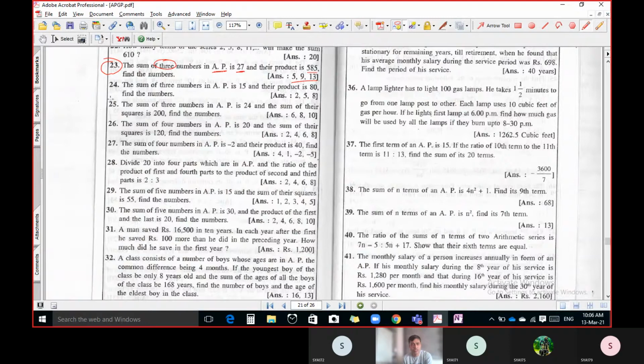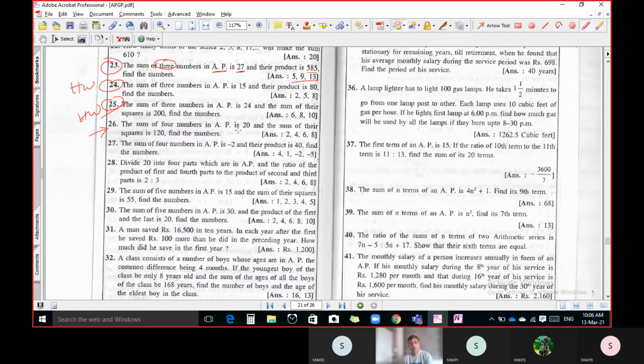Now let us do question number 25. Okay, before that, better to do this as homework. You can consider this as homework. 25 is also homework. Let us do question number 26.